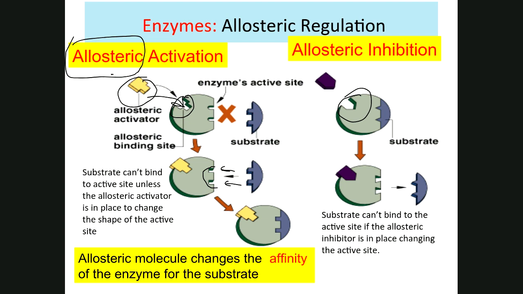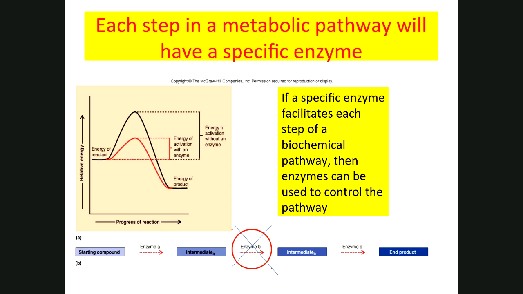On the other hand, an allosteric inhibitor is one that binds to the enzyme and changes the active site now so that the substrate now cannot fit in. So before the allosteric inhibitor was put in place, the enzyme was working. Once the allosteric inhibitor goes in, the enzyme stops working. Okay. So a chemical pathway can be controlled by controlling the enzymes in the chemical pathway.